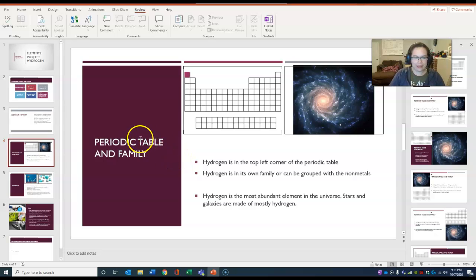Alright, so I pulled my periodic table and family information to its own slide and made sure that I specifically explained the family that hydrogen was in because I didn't have it. I went back and checked. I've also added some new information that I hope you get a chance to add to your project today.